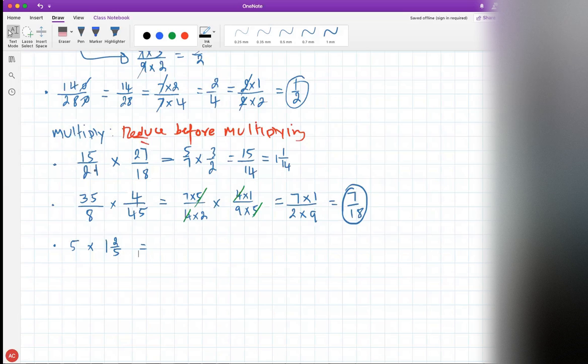Turn everything into fractions. That's right. We know how to turn this into a fraction. We did it over and over again. How do we turn 5 into a fraction? Put it over 1. That's right. Just put 1 in the denominator. You have a fraction. Let's convert this mixed number into a fraction. What do you get? 7/5. That's right. 1 times 5 plus 2, that's 7 over 5.